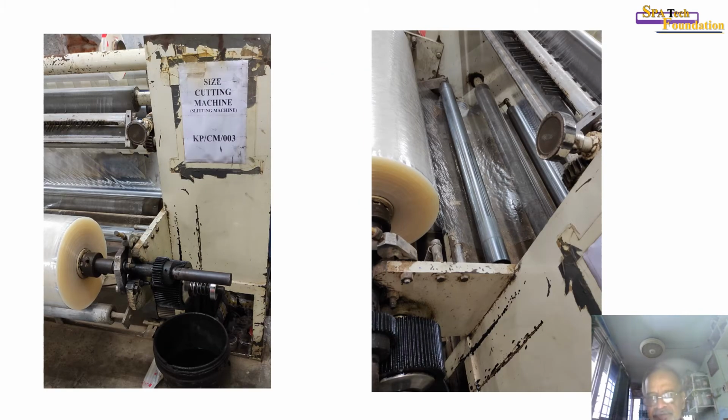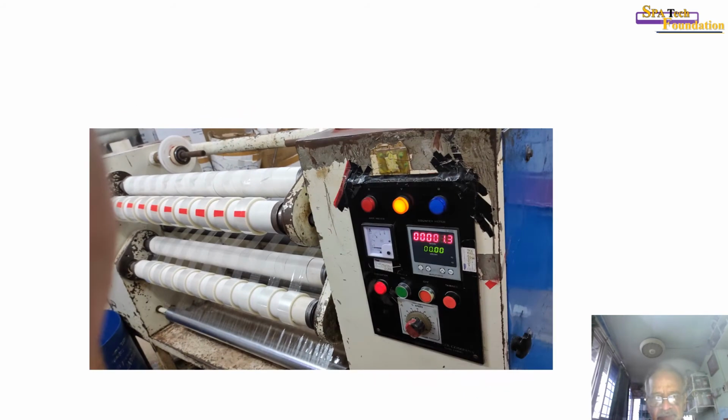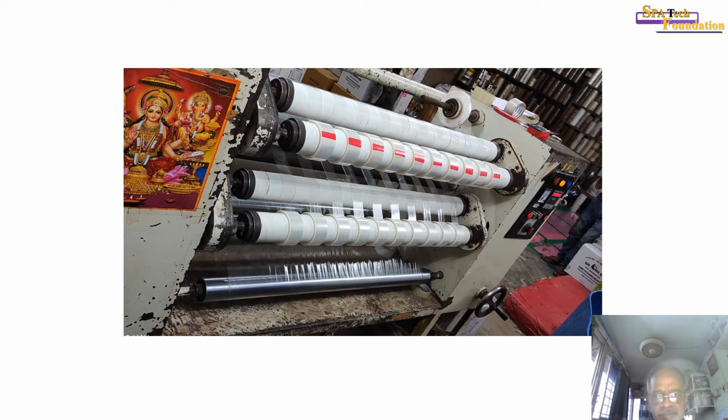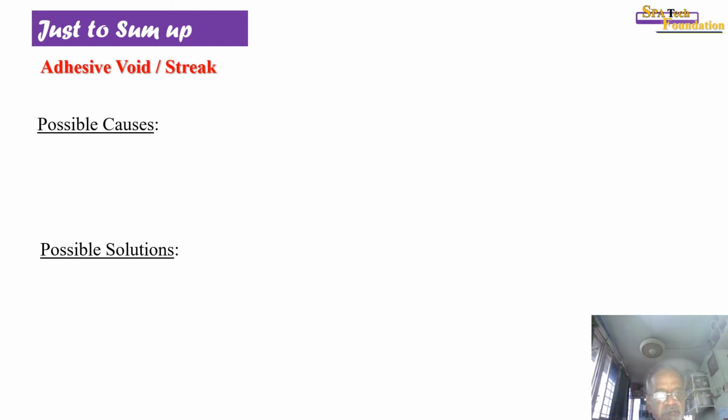Here are some pictures of machines that generally operate in India. See the amount of wrinkles in both the photographs. This is a good quality slit material. You see the winding is square. It's very even. Here is another picture explaining the same. Just to sum up, adhesive wide and streaky.